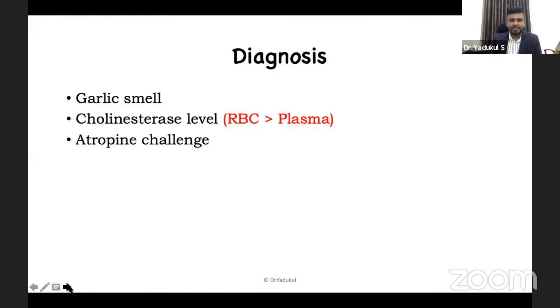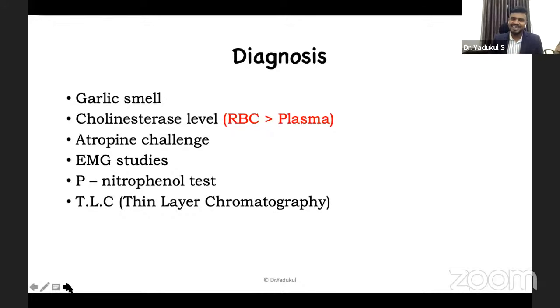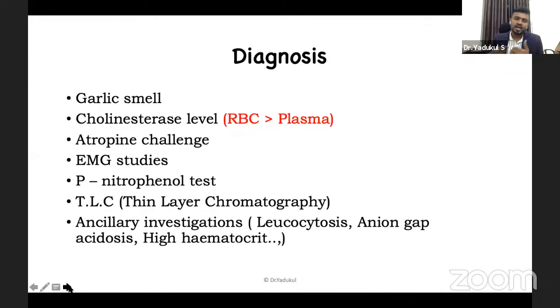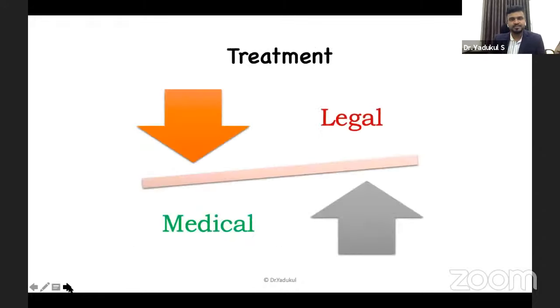Next, we can do an atropine challenge by giving atropine. There are electromuscular studies. Toxicological tests like p-nitrophenol test and TLC, that is thin layer chromatography. And routinely we send for the CBC and all those things. So in ancillary investigation, you will see leukocytosis, anion gap acidosis, and high hematocrit. So these are the basis for diagnosis of OP poisoning.